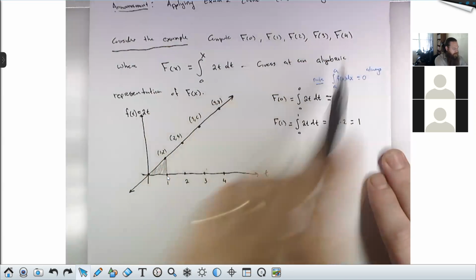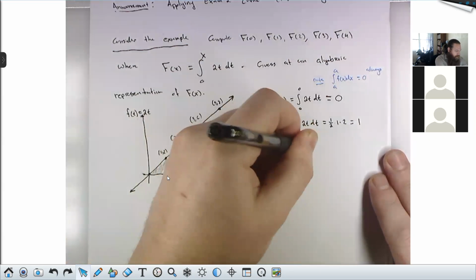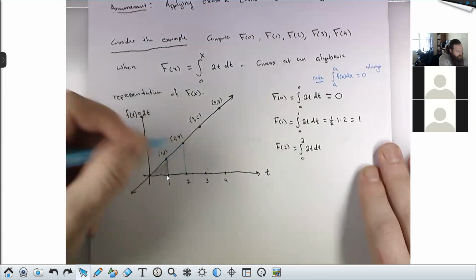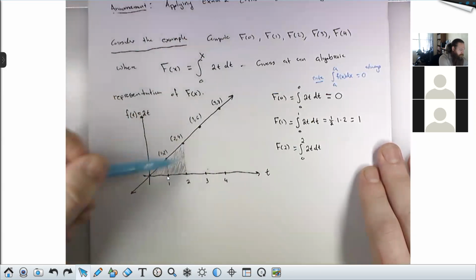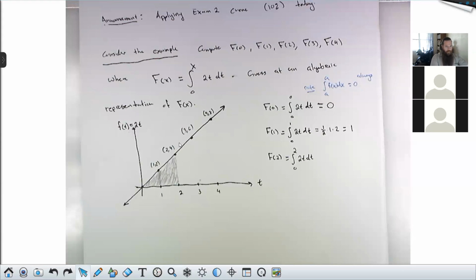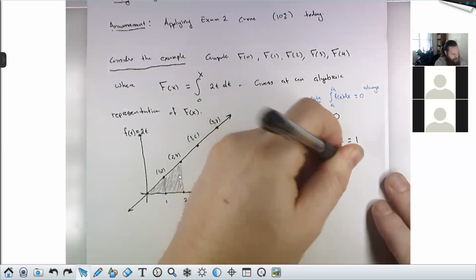Okay, we're going to keep going. We're asked to compute F of 0 up through F of 4 for all the integers between 0 and 4. So the next one is capital F of 2, which is the integral from 0 to 2 of 2t dt. So that is this whole triangular region, right? That's this whole thing, the area from 0 to 2. So what is that? 4. Yeah, exactly. It's 1/2 times this base times this height. So here the base is 2 and the height is 4. So that area, 1/2 base times height, is 1/2 times 2 times 4, which is indeed 4.